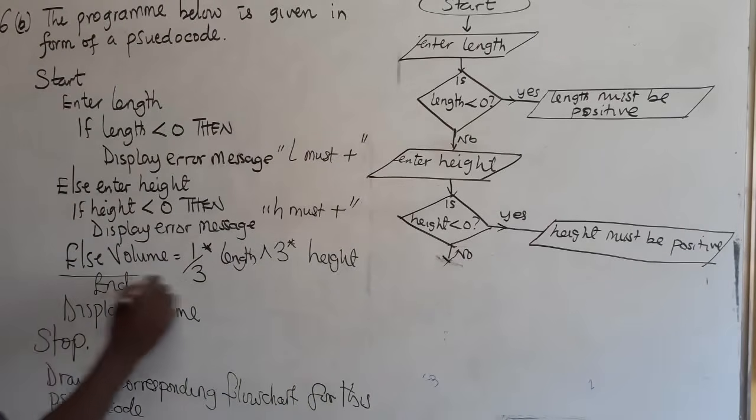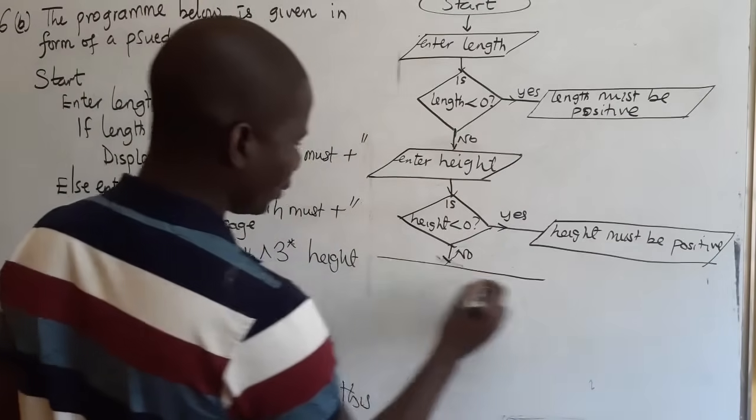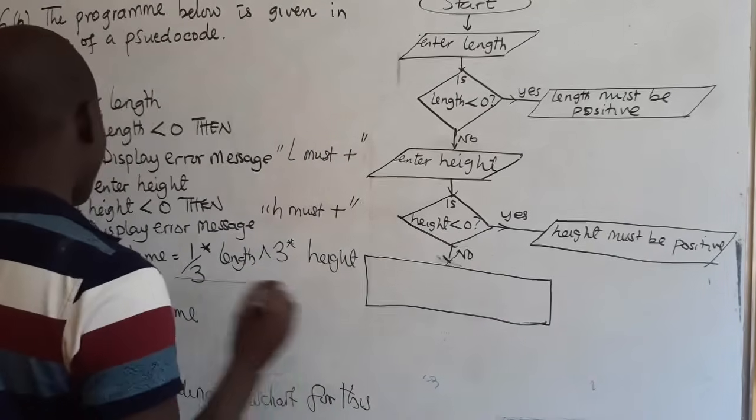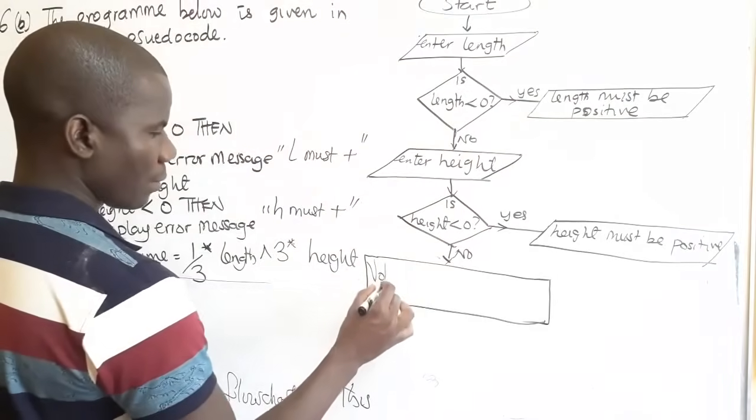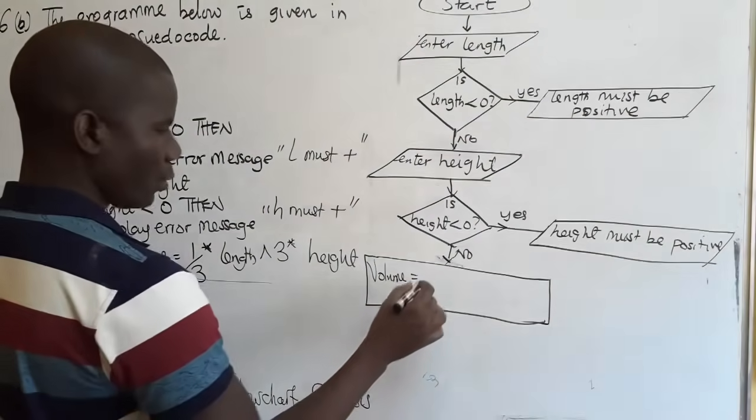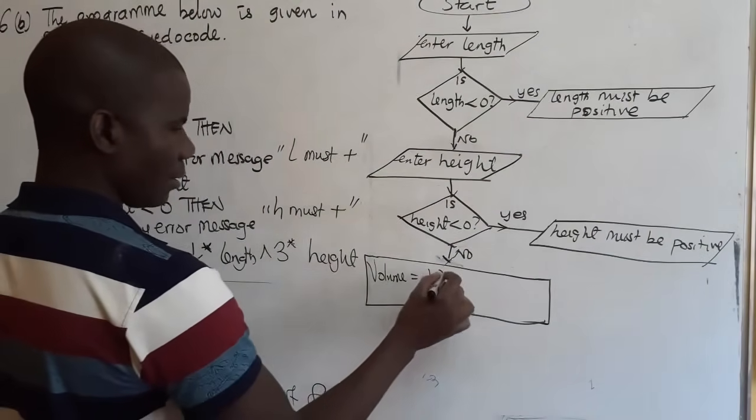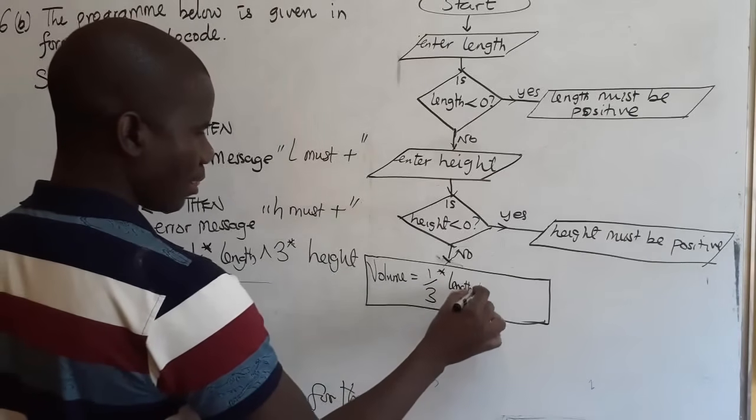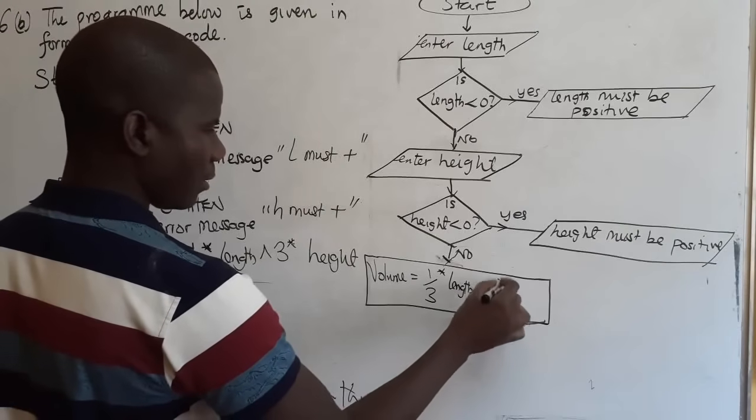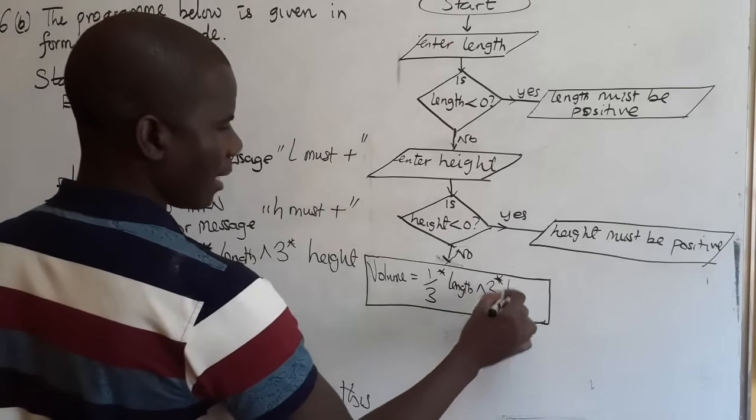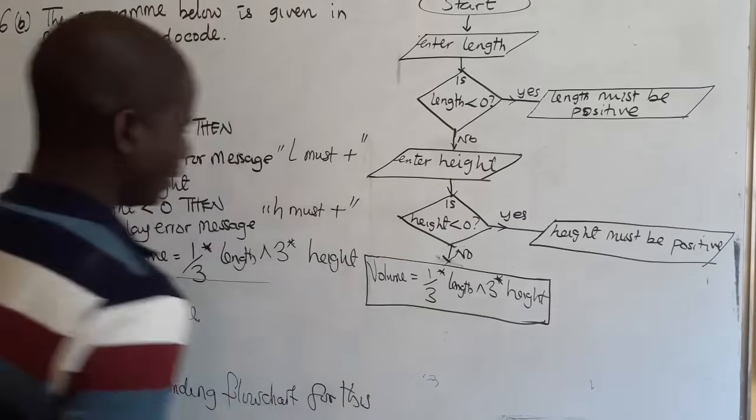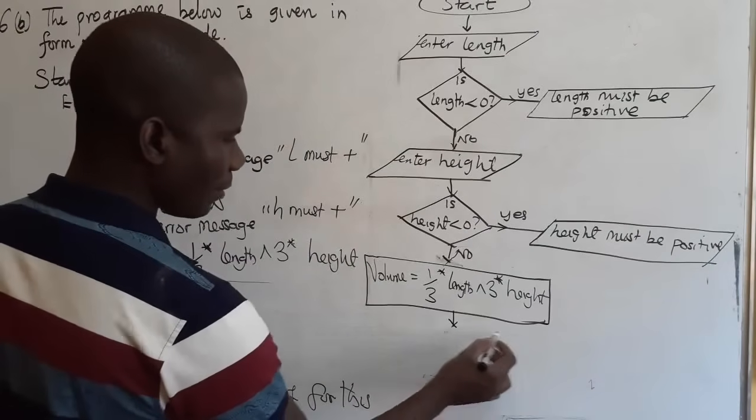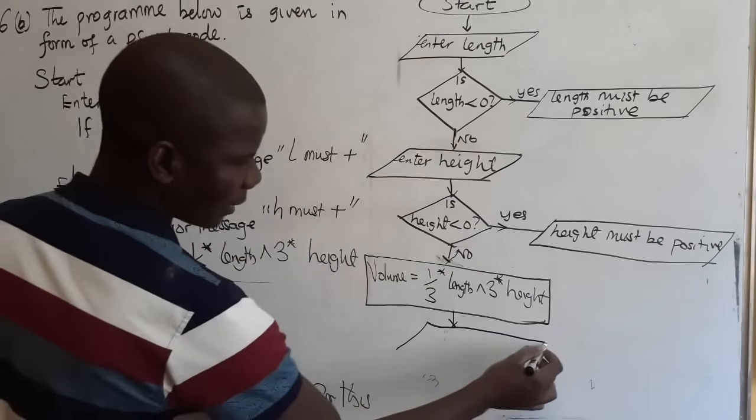Else, now we need to process this. So at this point, we need to use the rectangle box. This one. Where we're going to say now, volume is equal to 1/3 length times height.